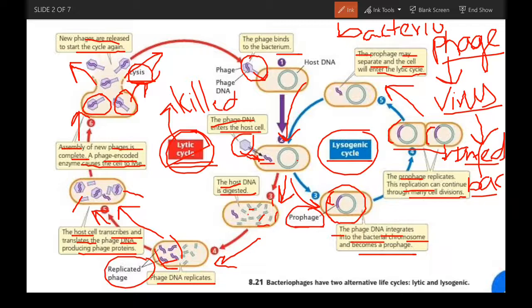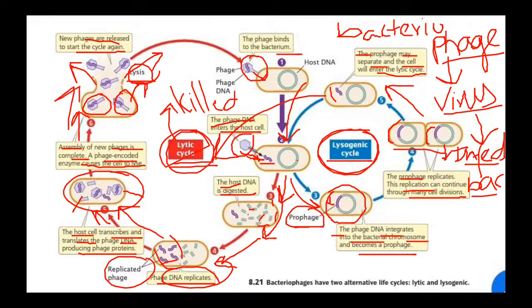After some time, many cycles of this lysogenic cycle can go on, but after so many cycles, the prophage, this virus DNA, will get out again, separate from the bacterial DNA, and then enter into the lytic cycle again. The bacterial DNA will be digested, the phage DNA will replicate, then protein coats and all those things will be generated and assembled, and then lysis occurs, right. So this is the lytic and lysogenic cycle.